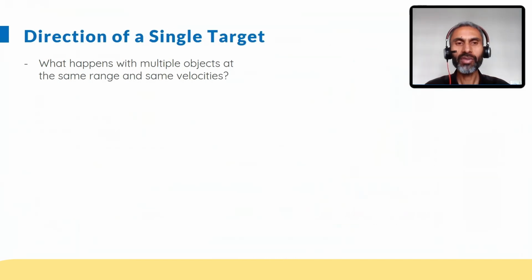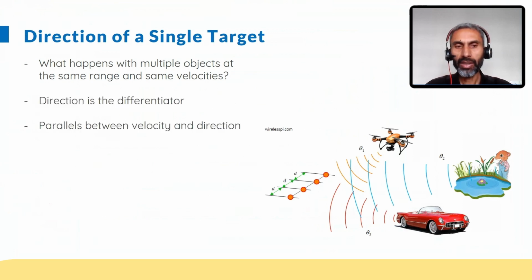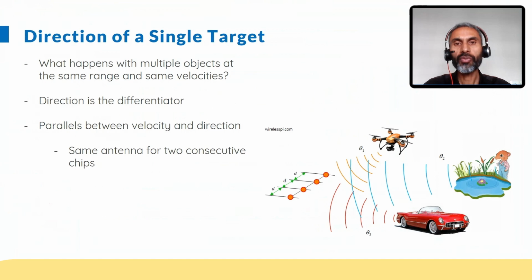The question is, what happens when there are multiple targets at the same range and traveling at the same velocities? As an example, we can see this where it shows three different targets. Then the direction is the differentiator. If we have multiple antennas, we can use the parallels between velocity and direction. How? Imagine that for a single antenna, to compute the velocity, we computed the phase between two consecutive chirps. That delay turned out to be delta tau equals 2 v tc over c.